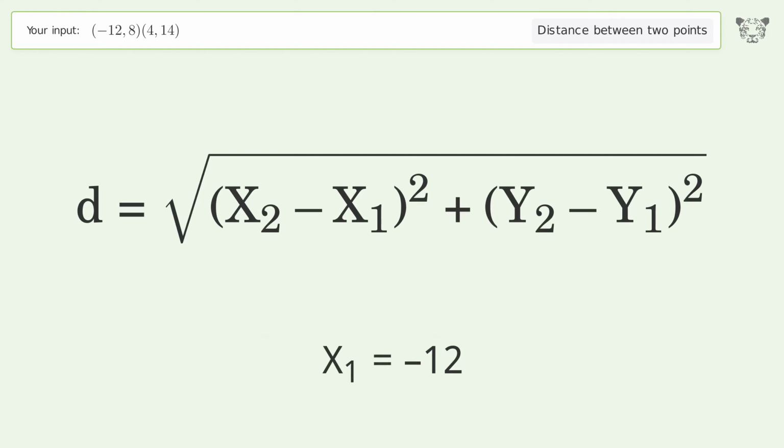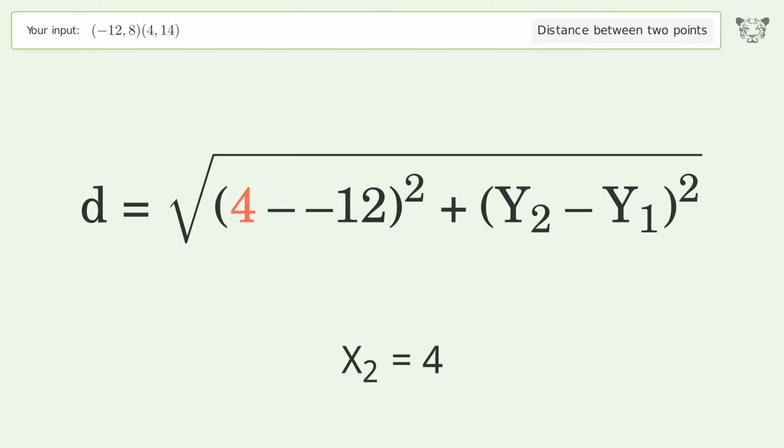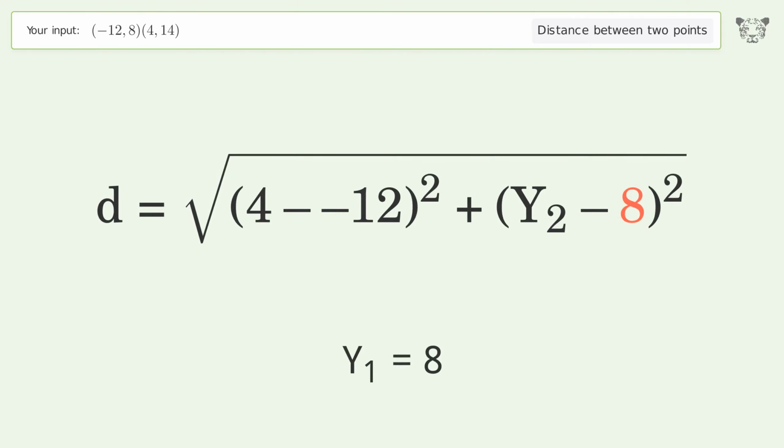x1 equals -12. x2 equals 4. y1 equals 8. y2 equals 14.